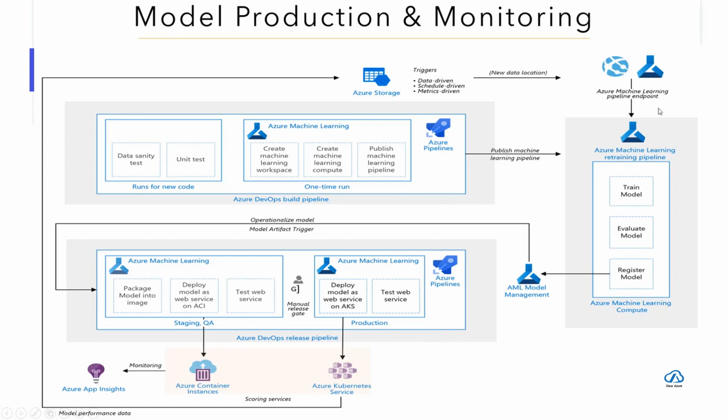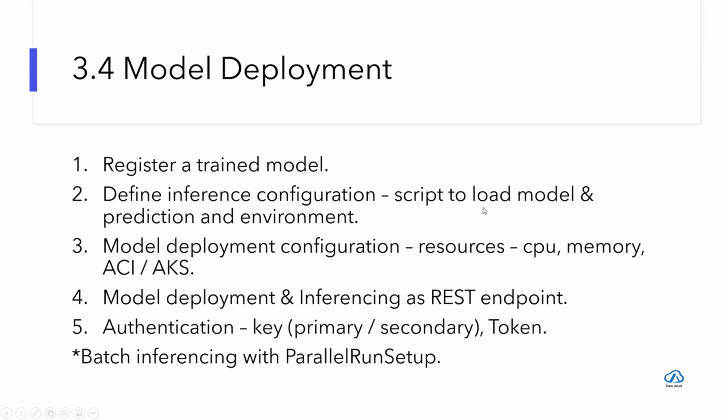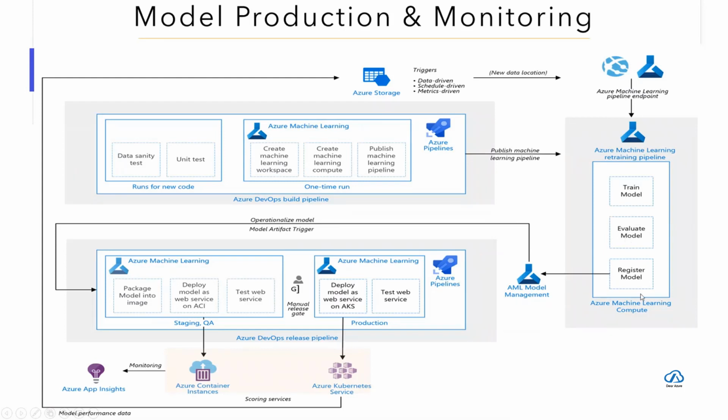So you have this pipeline, as we have already talked about. You create the pipeline, you push the code to train the model. Using the pipeline, you can train the model and evaluate the model. Once you are satisfied, you register your model. This is the first part: register your model in AML model management.